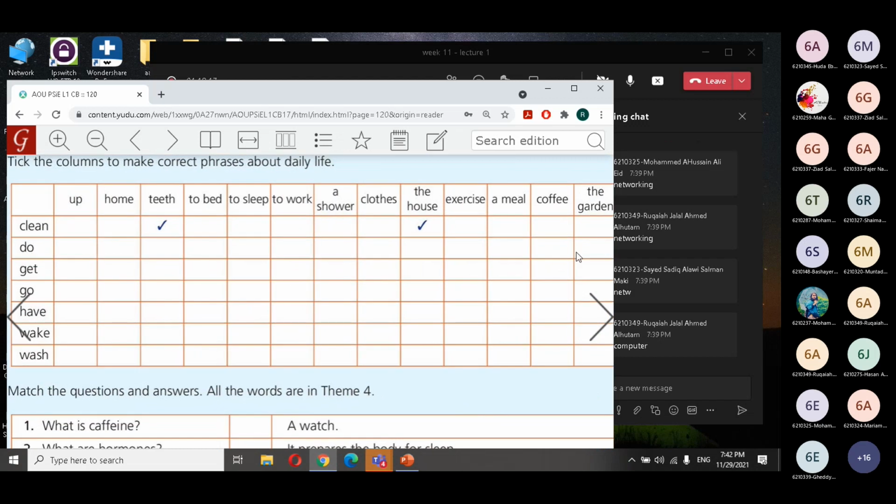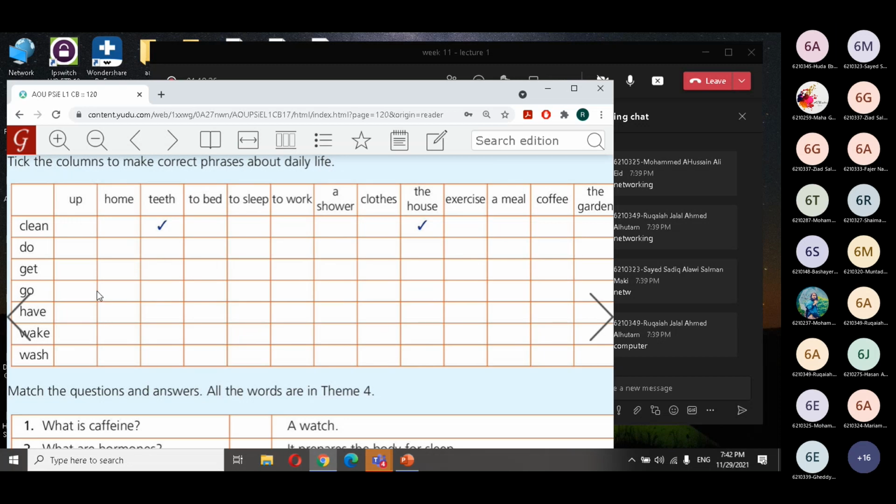Correct. Means organize, arrange, clean. Collect. Do مع the garden صح. فاضل Do واحد. Exercise. Excellent. Do exercise. You do exercise. You do the garden. Okay.